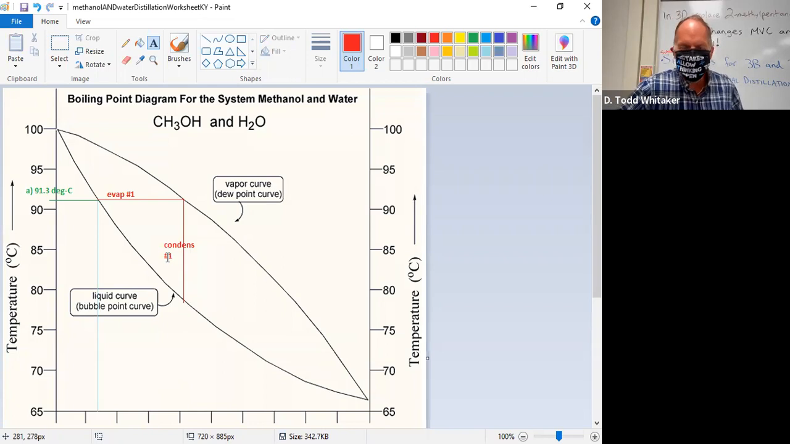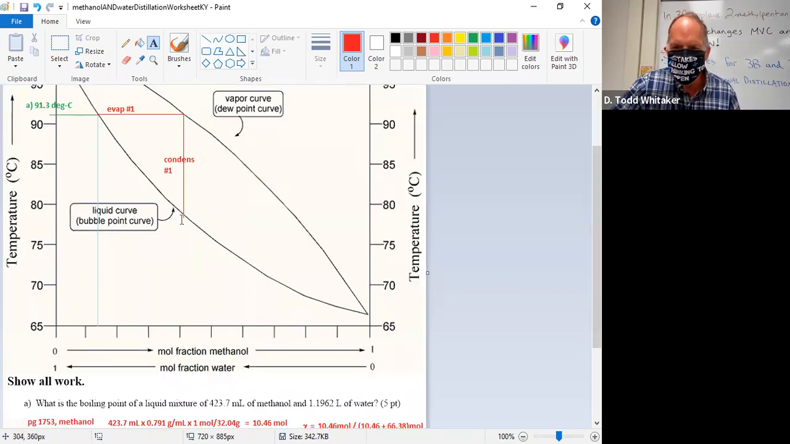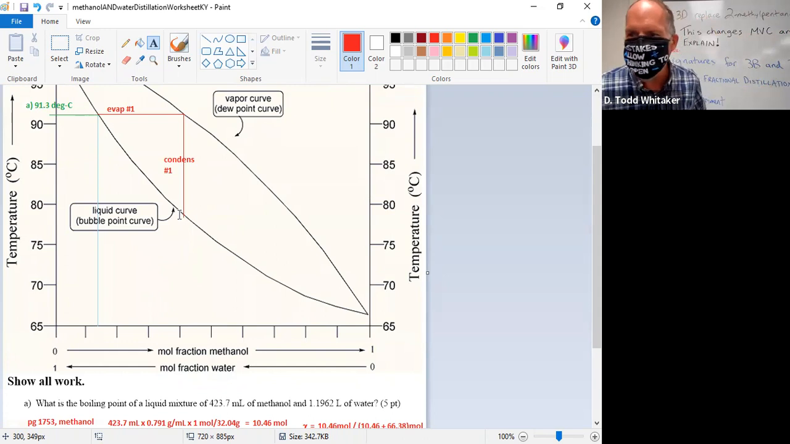Okay. Now we want to do 2 theoretical plates. So you're going to take this new mixture that you created here, that's a liquid. Question before we move on. Is the mole fraction of methanol higher or lower now? Higher. Why? Try to use these two in your answer: MVC and LVC.